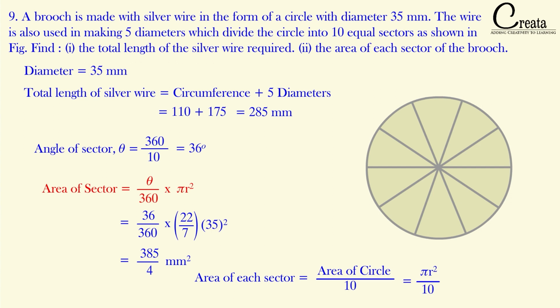So the area of the circle is pi r square and the radius is 35 mm. Let's put the value. On solving, we got the same answer as 385 upon 4 mm square. So we can use any of the alternative approaches to solve this question. And you should know all the approaches. These are really helpful in the examination. So we are done with this question. Let's move to question number 10.